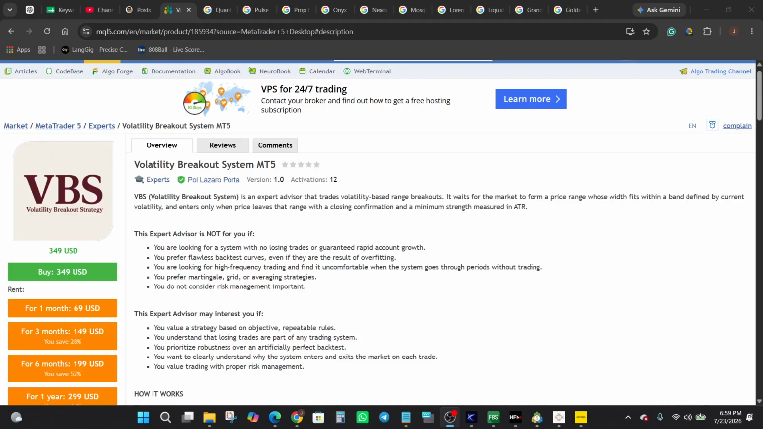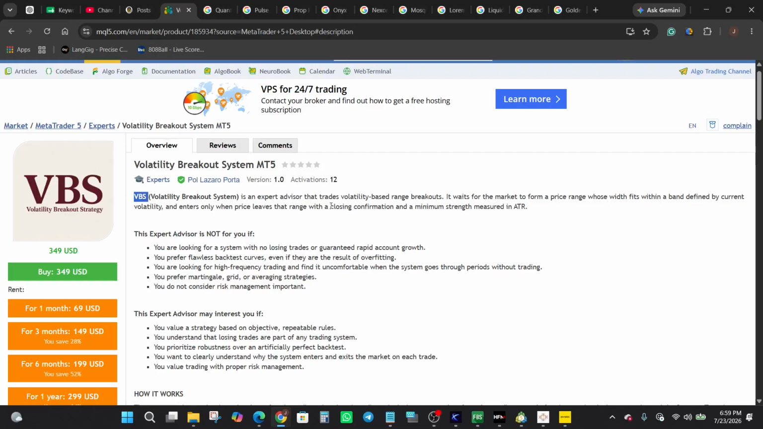In this review, we are taking a detailed look at the Volatility Breakout System Expert Advisor for MetaTrader 5, also known as VBSEA. So we're just going to explore how the system is designed to work, its approach to risk management, and then analyze the historical backtest results to see how it performed during the testing period.